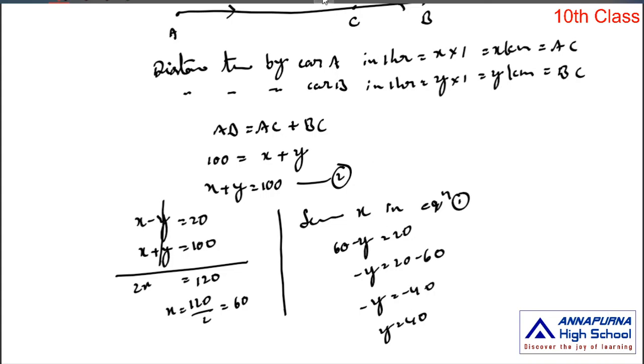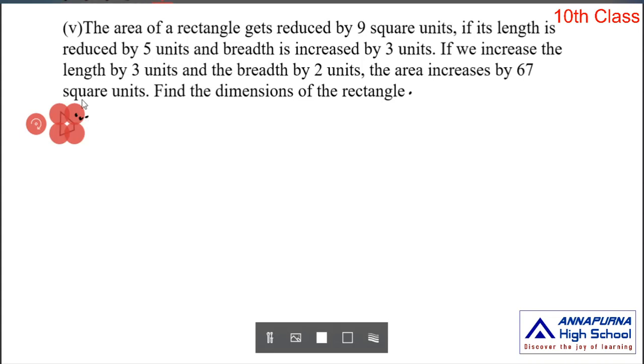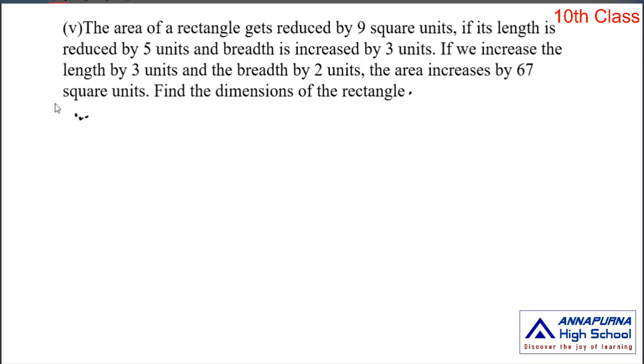Okay, let's come to the next one. The area of a rectangle gets reduced by 9 square units if its length is reduced by 5 units and breadth is increased by 3 units. If we increase the length by 3 units and the breadth by 2 units, the area increases by 67 square units. Find the dimensions of the rectangle. So this is the question. Here what are the two unknowns? Yes, the dimensions of the rectangle. These two are the unknowns of this question.